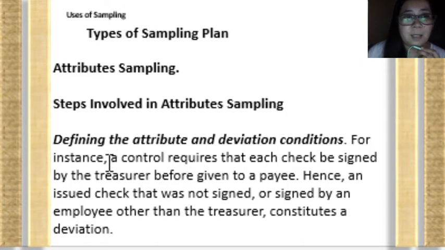Continuing with the definition, for instance, a control requires that each check be signed by the treasurer before it will be given to the payee. Hence, an issued check that was not signed, or signed by an employee other than the treasurer, will be considered a deviation.